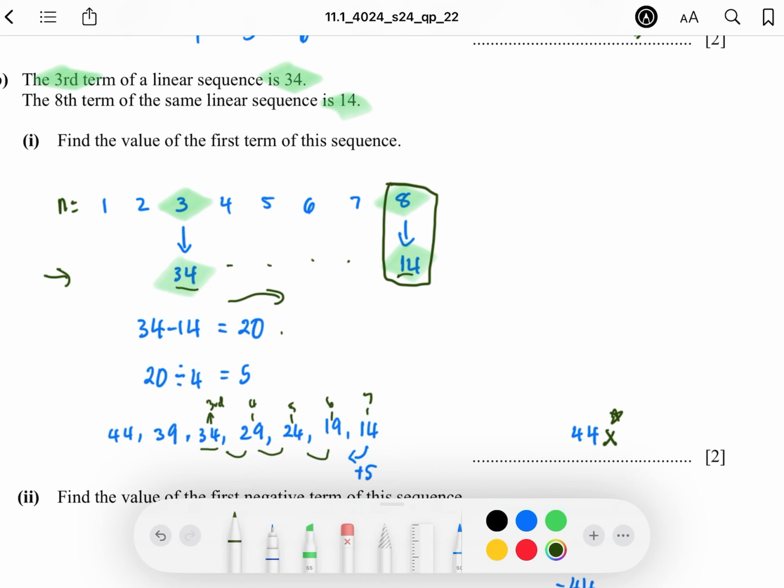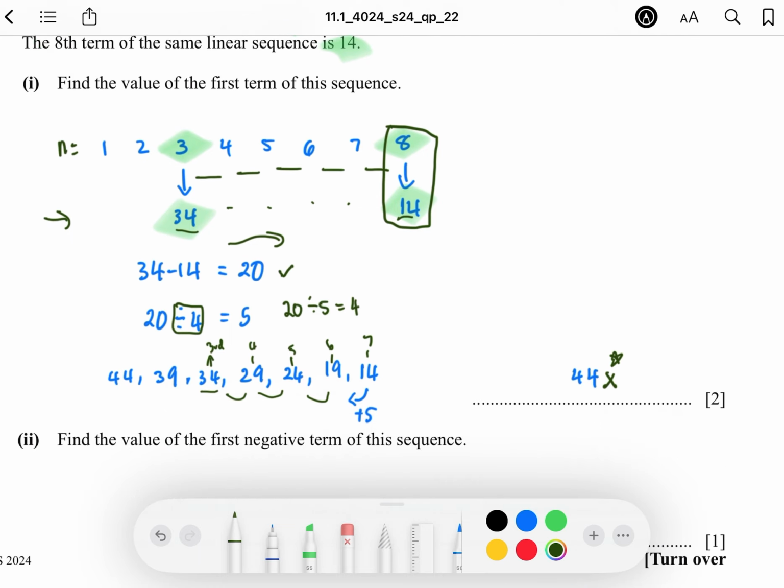So where actually is wrong? So finding the difference of 34 and 14, that is correct. However, it should be divided by 4. It should be divided by, so that's 1 2 3 4 5. There are 5 spaces there, so it should be 20 divided by 5 equals 4. So instead of minus 5, it should be minus 4.